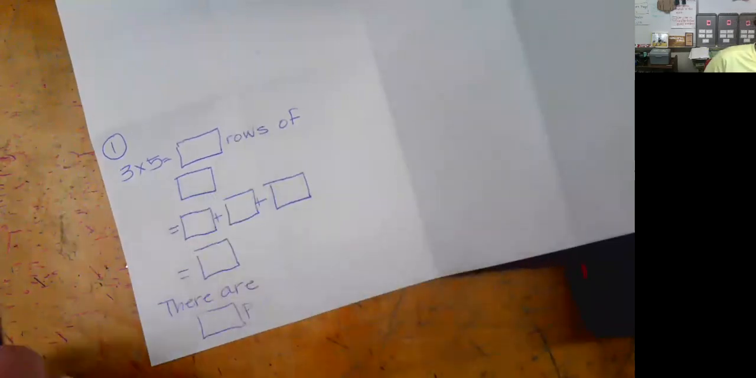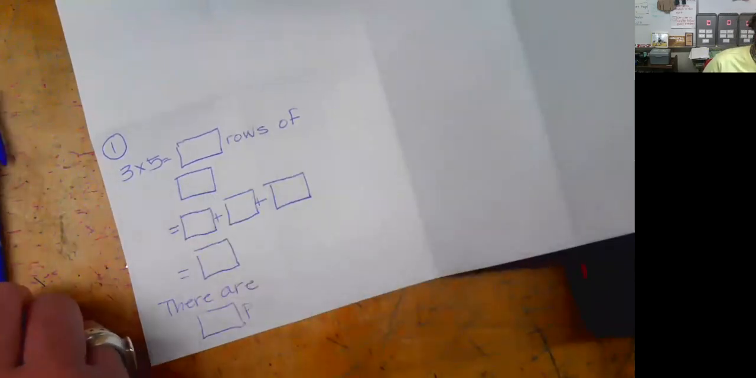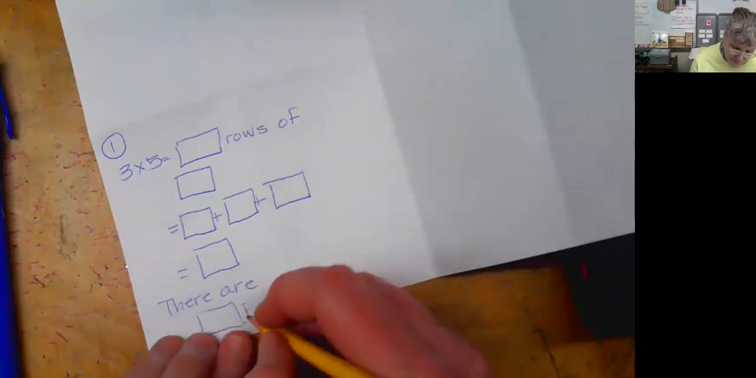My pen's dying. I'm going to have to use a pencil. I'll write really dark though.